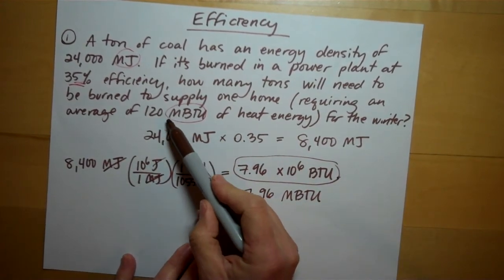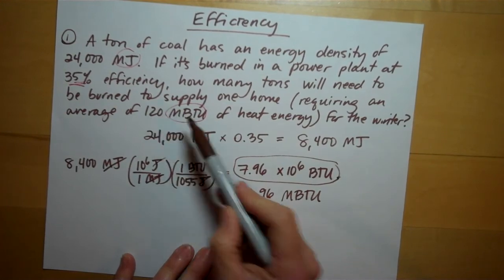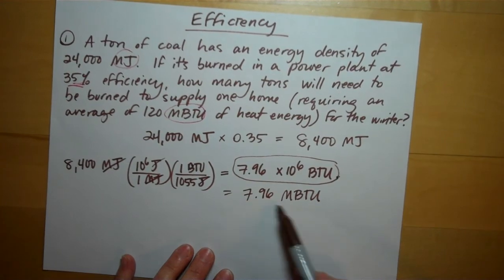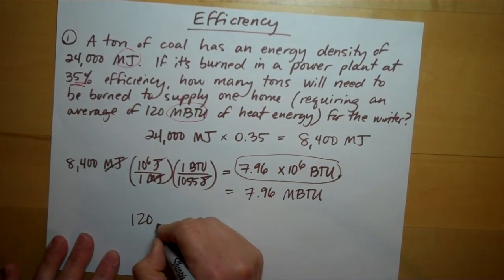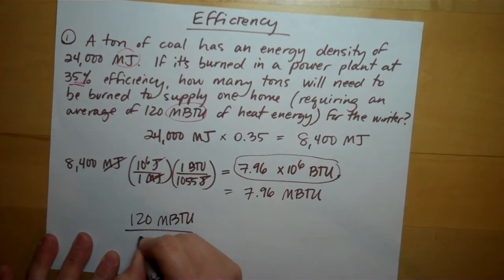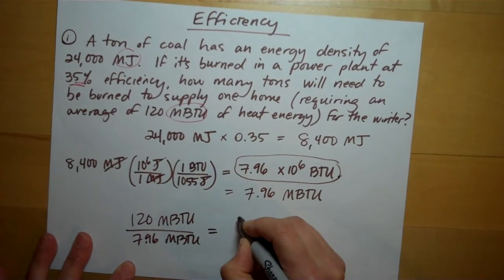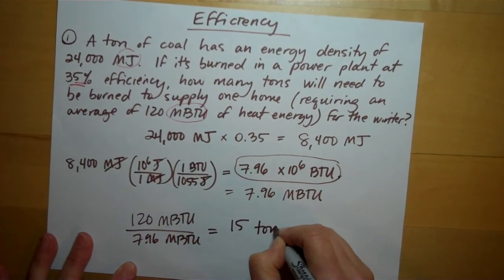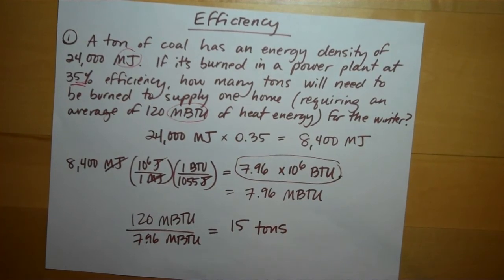You can see that's not enough. It's not nearly enough. The home needs 120 mega BTUs. That ton of coal is only providing about 8 mega BTUs. Do a simple ratio, and you can see in order to heat this home, you're going to need about 15 tons of coal. You're going to need to burn about 15 tons of coal to heat this. It's quite a bit.